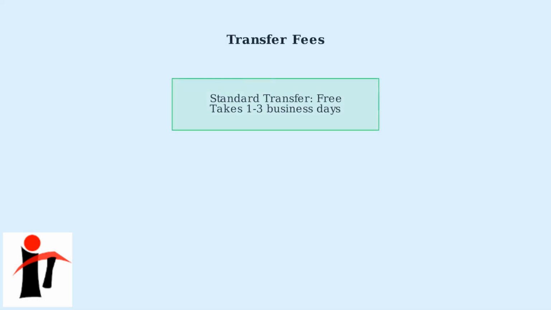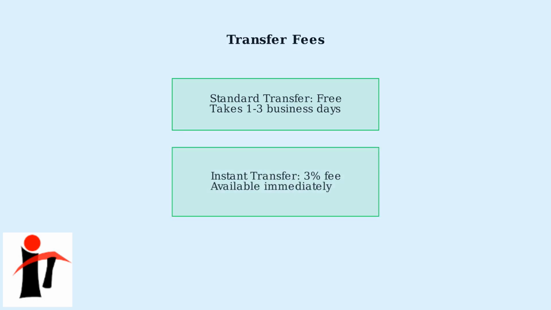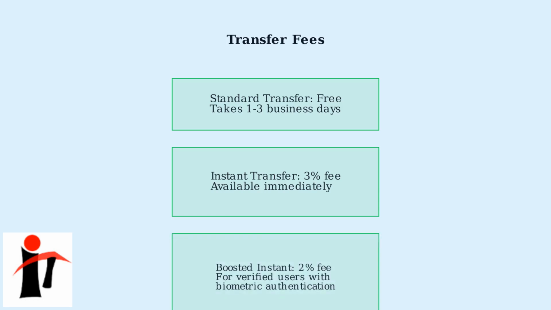Let's talk about fees and some essential things to keep in mind. Standard transfers from your debit card to Cash App are free, but take 1 to 3 business days. If you need the funds immediately, you can opt for an instant transfer, but this comes with a fee, typically around 3% of the transferred amount. However, keep an eye out for boosted instant transfers, which may offer a reduced fee of around 2% for eligible users, particularly those verified through biometric authentication.